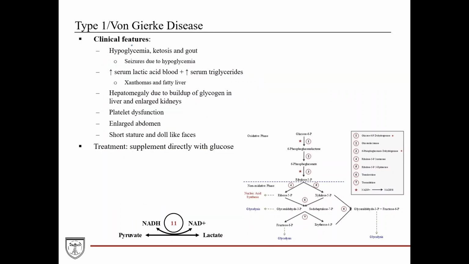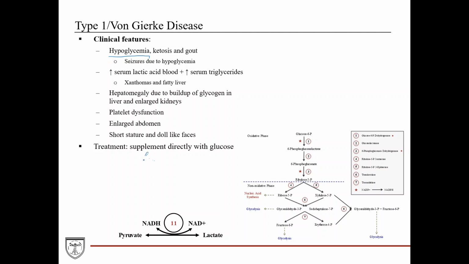So on this slide, we're going to talk about the clinical features of von Gierke's disease, but we're also going to tie in the metabolic reasons for why these show up, because that can really help you understand this disease versus just memorizing the different components. By understanding the biochemistry and the metabolism and the reasoning behind why these clinical signs and symptoms show up, it can make this disease much easier to understand and much easier to remember on test day. So the main one here is hypoglycemia.